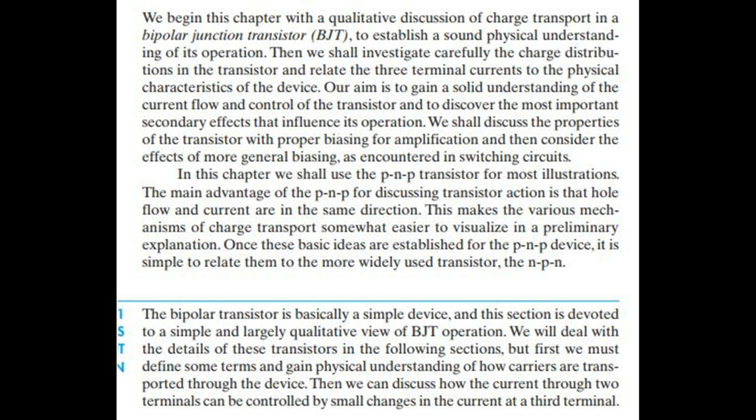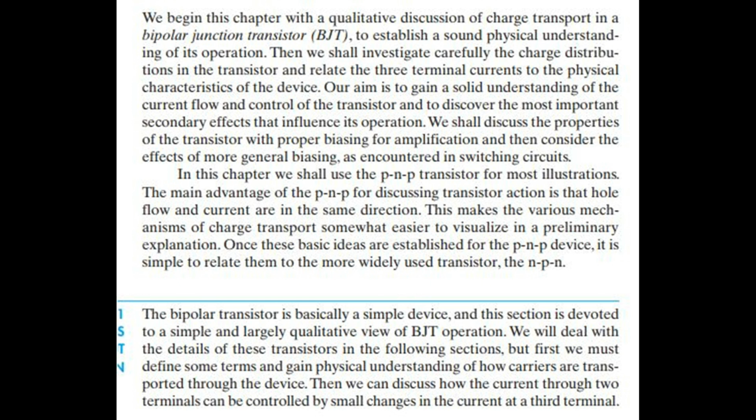We shall discuss the properties of the transistor with proper biasing for amplification and then consider the effects of more general biasing, as encountered in switching circuits. In this chapter we shall use the PNP transistor for most illustrations. The main advantage of the PNP for discussing transistor action is that hole flow and current are in the same direction. This makes the various mechanisms of charge transport somewhat easier to visualize in a preliminary explanation.